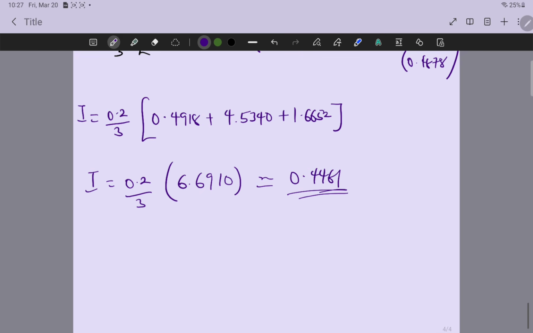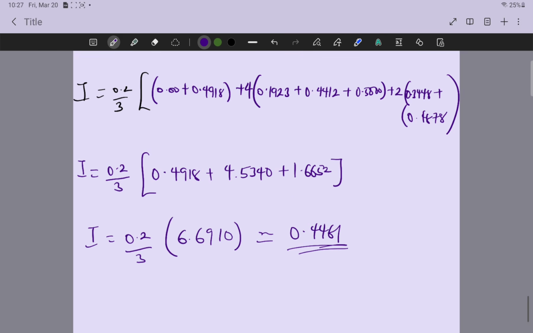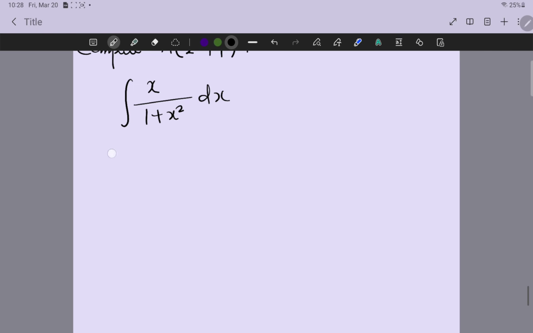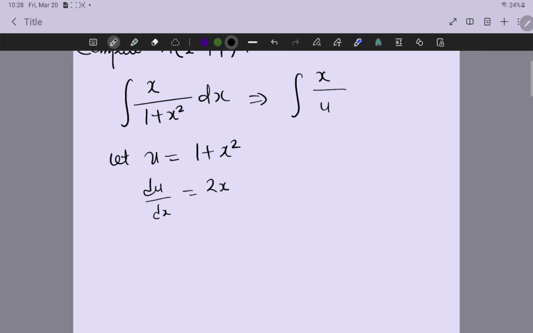But you see, the question is a 2-in-1 question. The second part says compute ln 2.44. So we are aware that if you have an integral of x over 1 plus x squared dx, you can say, let u equal 1 plus x squared, and so du/dx is 2x. So this is the same thing as x divided by u.